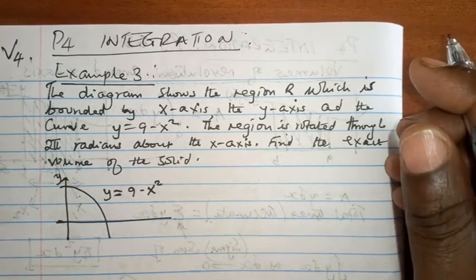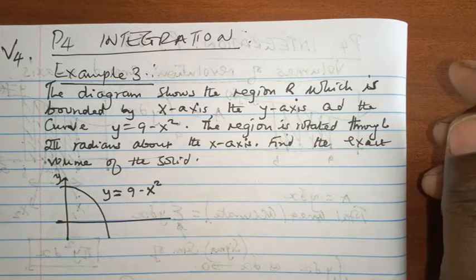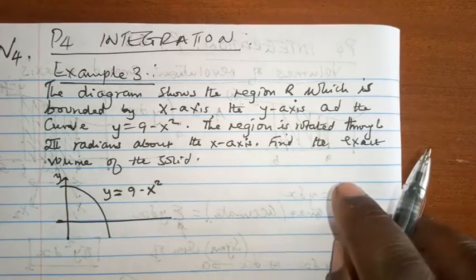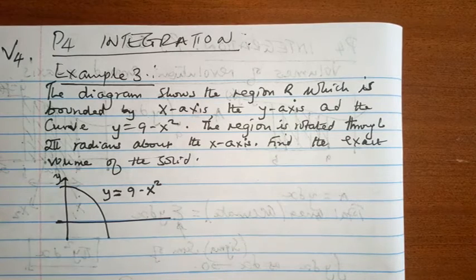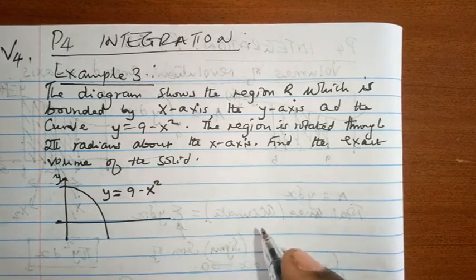The diagram shows the region R, which is bounded by the x-axis, the y-axis, and the curve y equals 9 minus x squared, and the region is rotated through 2 pi radians about the x-axis. Find the exact volume of the solid.